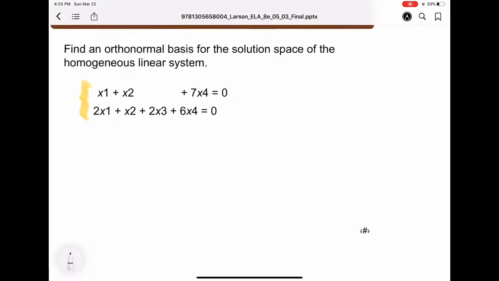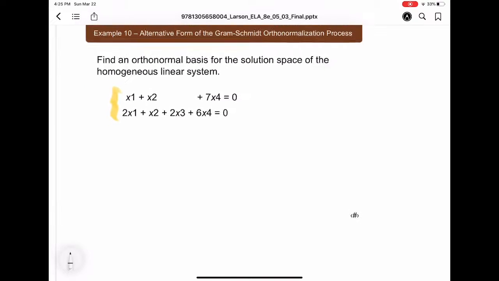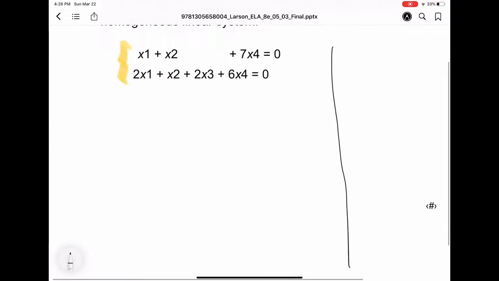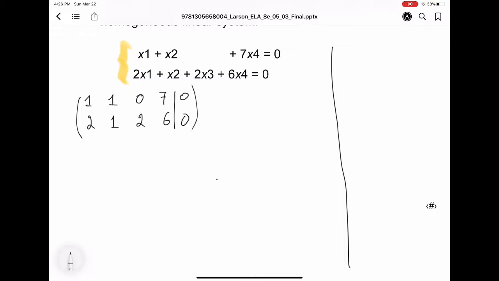We can do that. Let's write this in the form of matrices. I divide into two parts so we have more space. The matrix form looks like 1, 1, 1, 7 for x3 and x4 here, and then 2, 1, 2, and 6 for x3 and x4. So you have 0, 0 over there. Usually we don't write it, but it's fine.